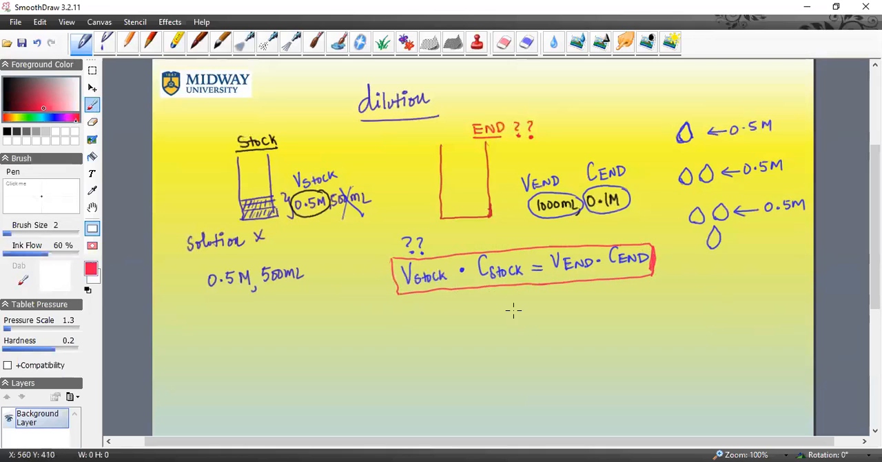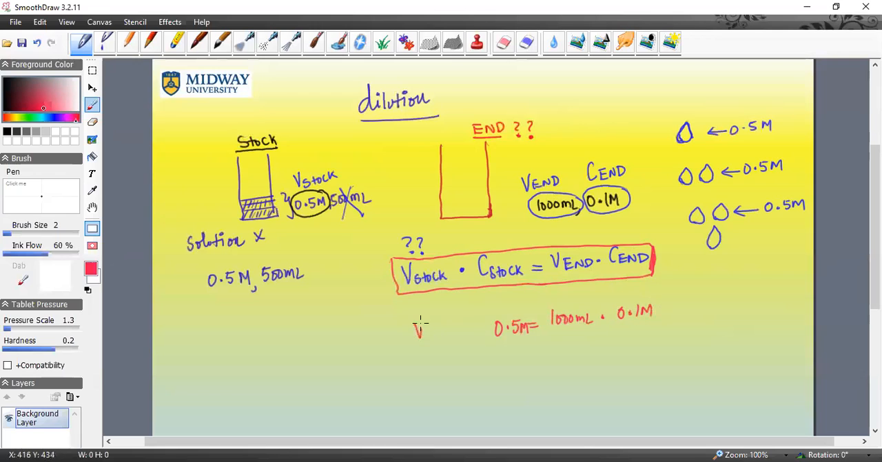Okay, so we know the concentration of the stock is 0.5, right? Again, the beauty is you don't need to convert any major things. You can leave everything as it is. Volume at the end is 1000 mL, and concentration at the end is 0.1 molar.